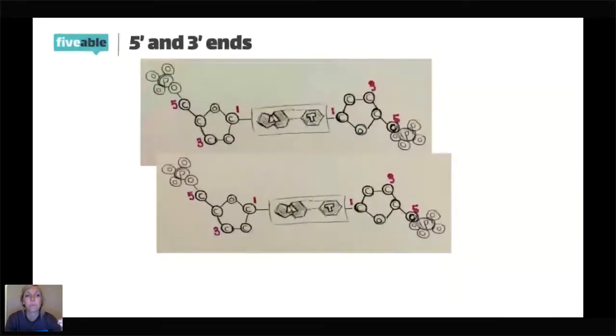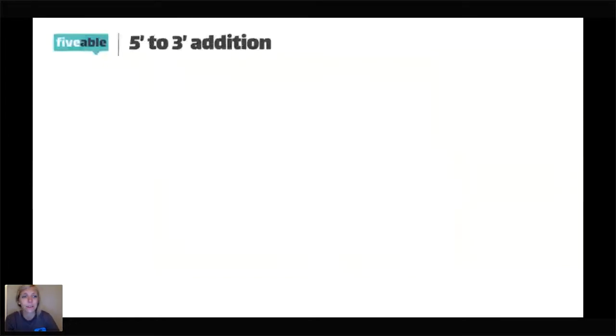Okay, so that's where that word antiparallel comes from. If you've heard your teacher say they run antiparallel, if they ran parallel, both sides would have 5' at the top and 3' at the bottom. This one has 5' to 3' and the other one 3' to 5'. So antiparallel is how we describe DNA as well. And there's our other one added, okay?